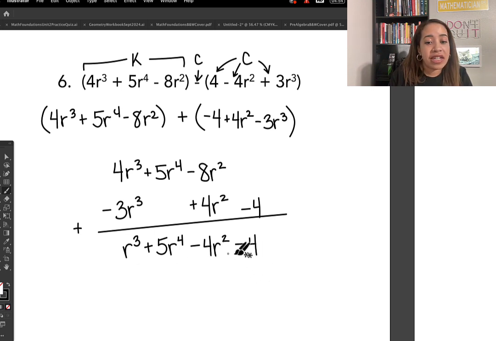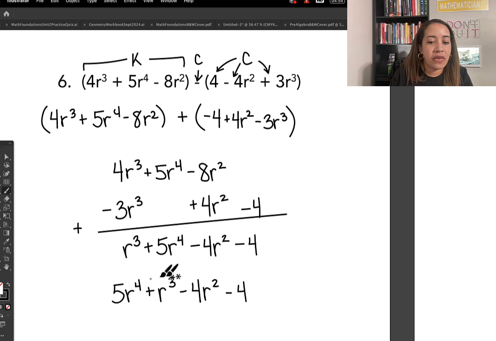So this answer is correct, but we can write it in a more formal way by having our exponents in descending order. So we can write 5r to the 4th power plus r cubed minus 4r squared minus 4. Those exponents are descending, 4, 3, 2. Both of these are correct answers. Our second answer was a bit more formal.